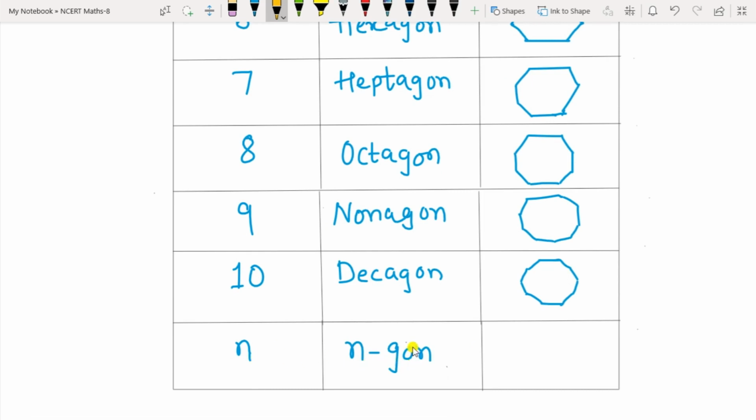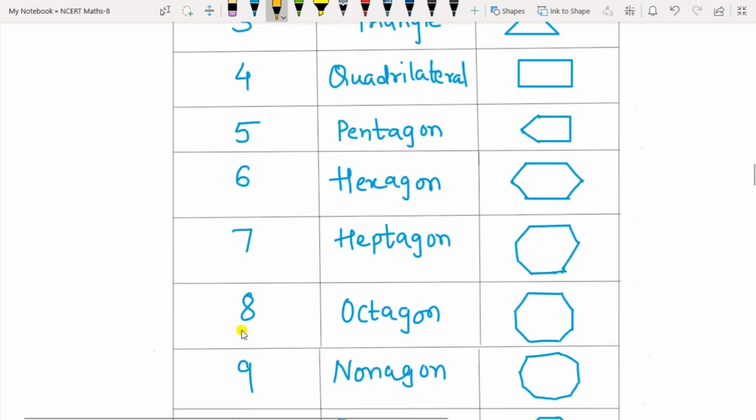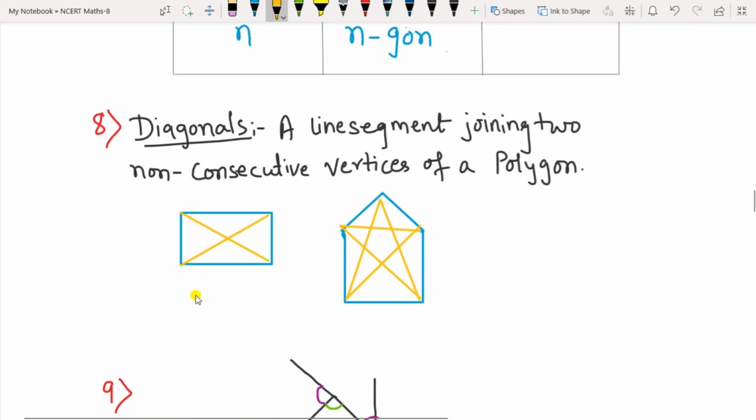Okay. So these names depend on the number of sides the figure has, or the number of vertices the figure has. Now diagonals. Next point is diagonals. A line segment joining two non-consecutive vertices of a polygon is called a diagonal. So here with the yellow lining I have shown you the diagonals. They are not joining the adjacent vertices, but the non-consecutive, opposite vertices. So those line segments are called the diagonals of that particular figure.